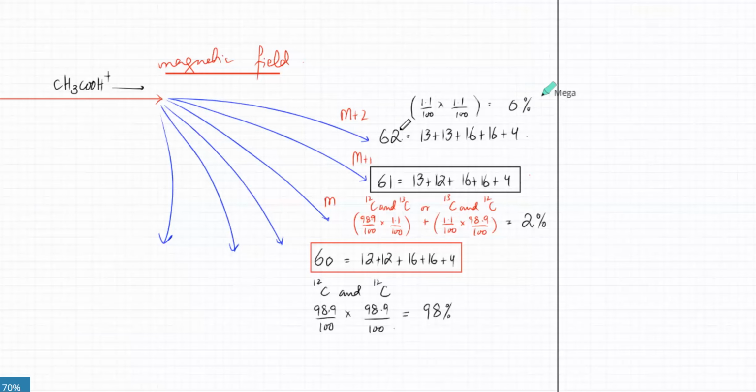Are the probabilities clear? This one. Yes, sir. Okay, is this clear?